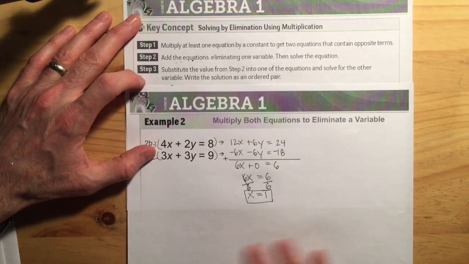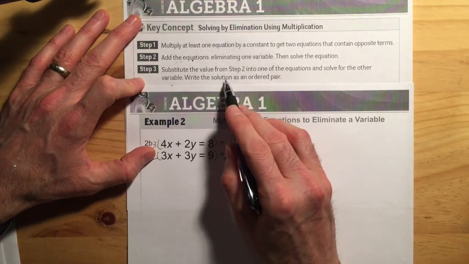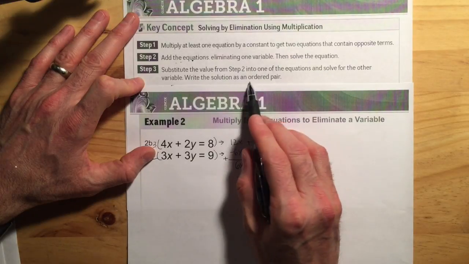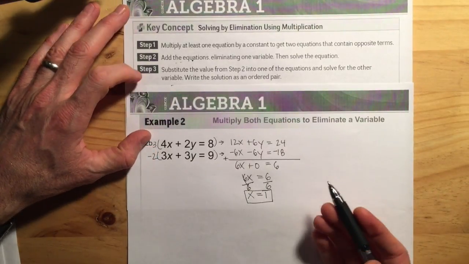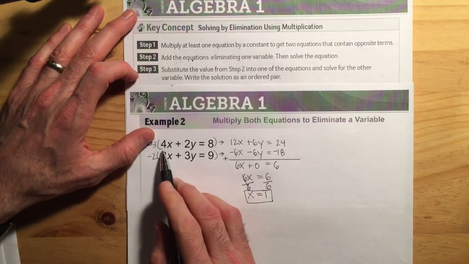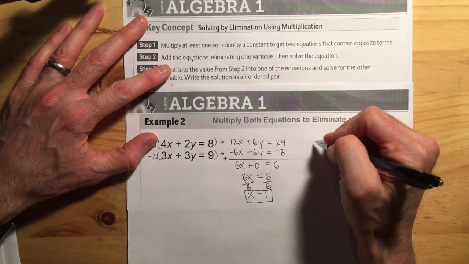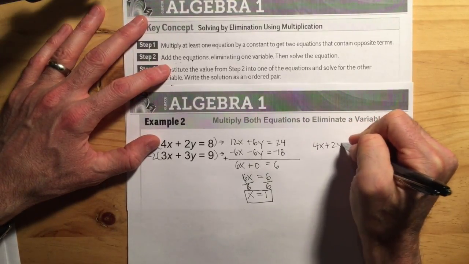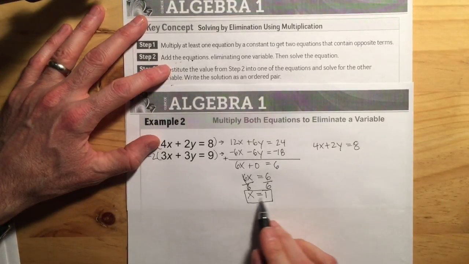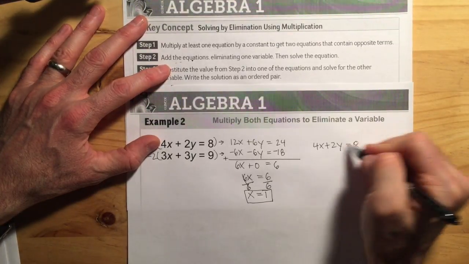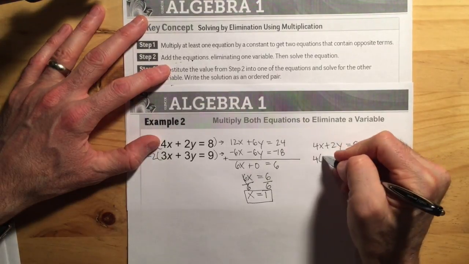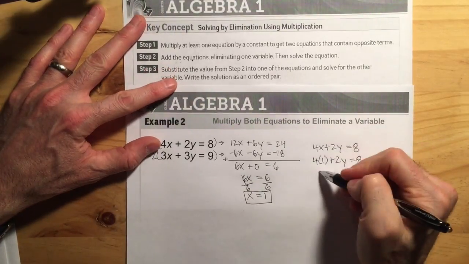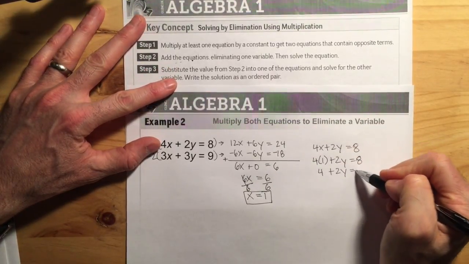Now I need to substitute the value from step 2 into one of the equations and solve for the other variable, and write the solution as an ordered pair. I'm going to plug this x into the first equation again. I'll rewrite it as it was originally: 4x plus 2y equals 8. Plug x in for any x I see in this equation. 4 times 1 plus 2y equals 8. Let me simplify this. I get 4 plus 2y equals 8.